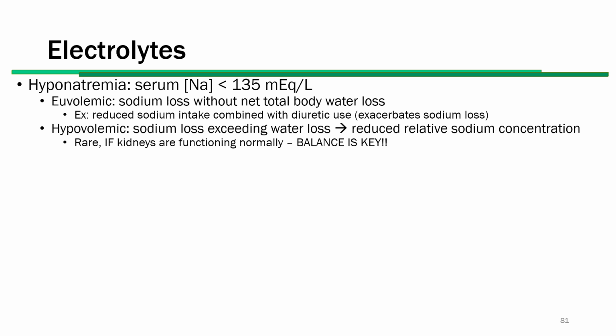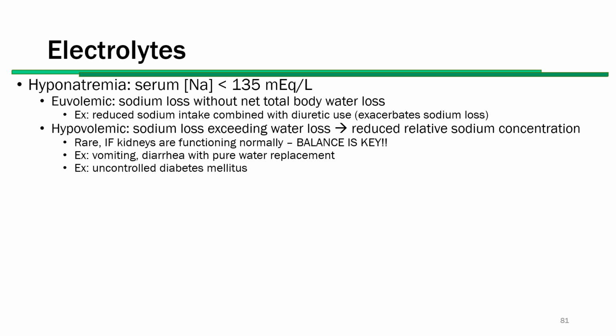It's rare if the kidneys are functioning normally, and something I will say over and over and over is balance is key. If your kidneys are functioning normally, this should balance. The water should follow sodium. But if there's something wrong with the kidneys, then it might get out of balance. This can occur with vomiting, diarrhea with pure water replacement because you're losing more sodium and taking water in, but your volume's still low.